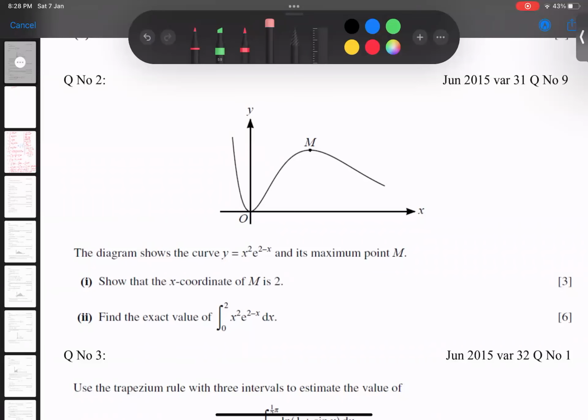Bismillah ar-Rahman ar-Rahim. This is June 2015, variant 31, question number 9.